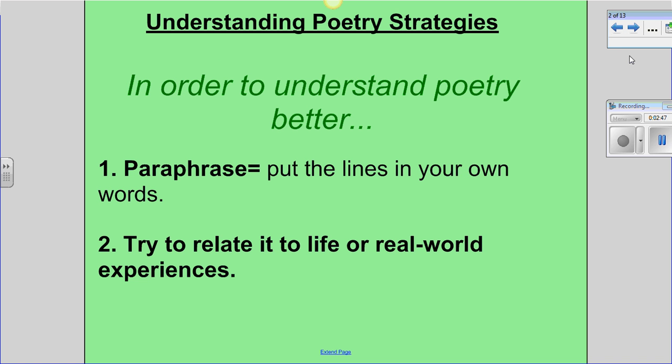We're going to practice that here in a little bit. The second thing that you want to try to do is you want to try to relate the poem to life or real world experiences. This will help you understand the author's message.